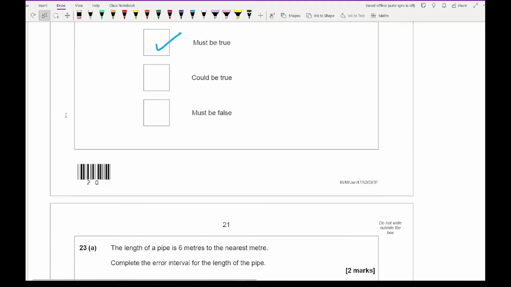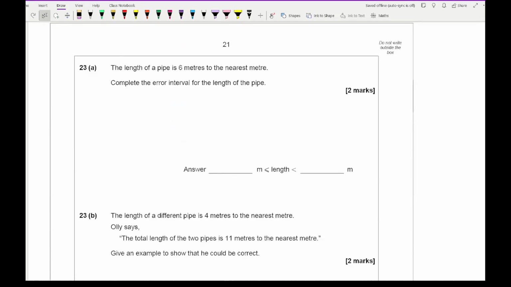So moving on to question 23a, it says that the length of a pipe is 6 meters to the nearest meter, and the question is asking us to complete the error interval. Now 1 meter with the error interval nearest meter, we want to divide that by 2, which equals 0.5. So the error interval is going to be 6 plus and minus 0.5. So if I do 6 minus 0.5, that's going to be 5.5. And if I do 6 plus 0.5, that's going to be 6.5.